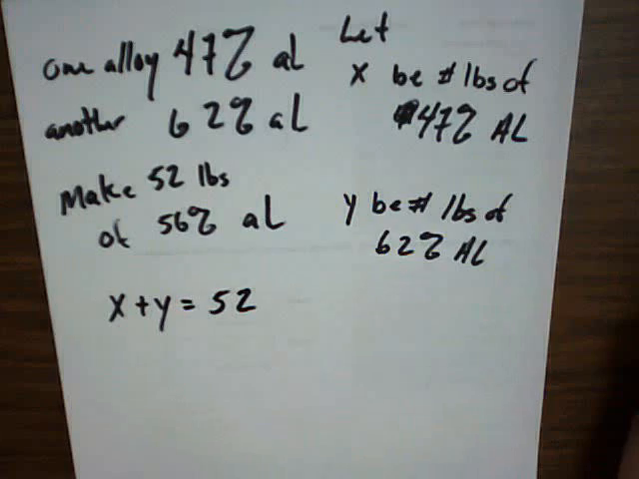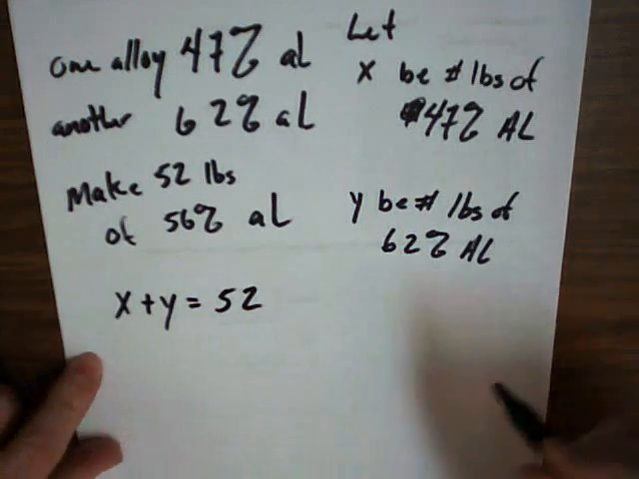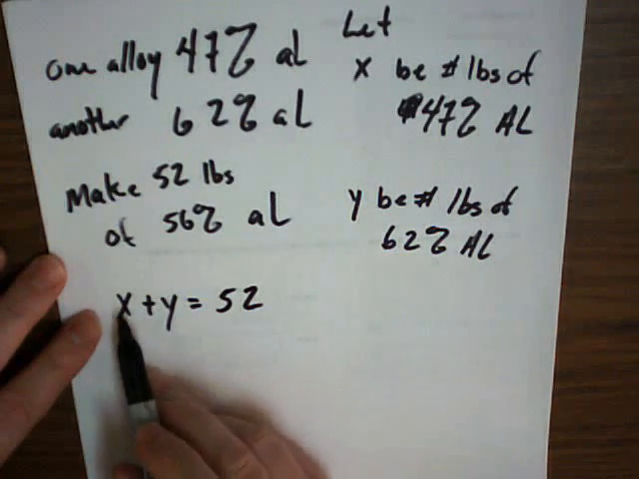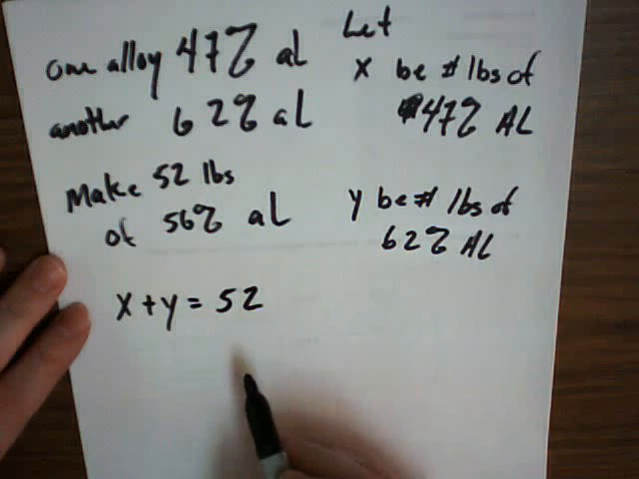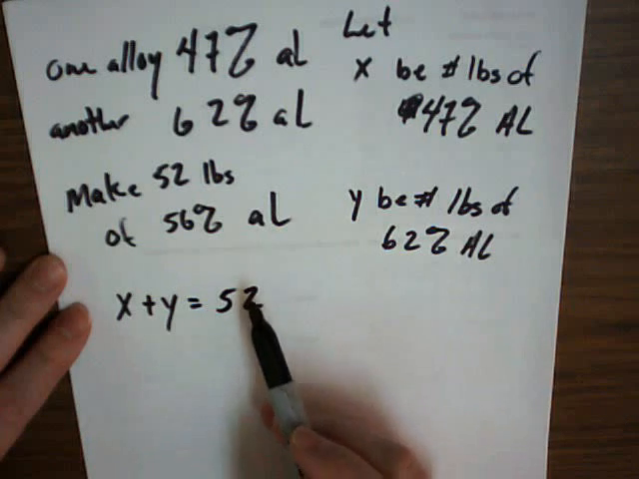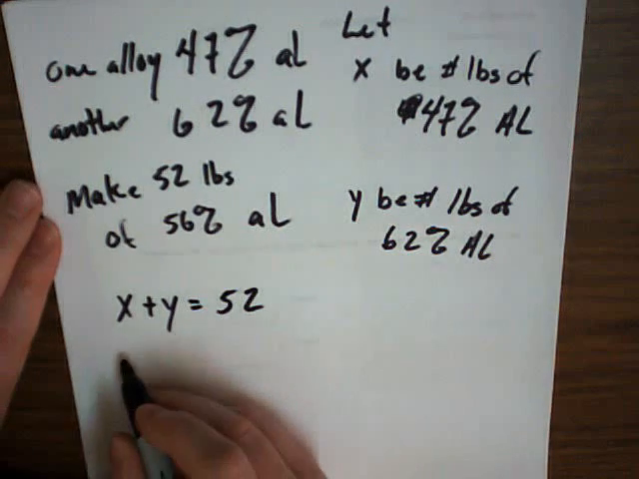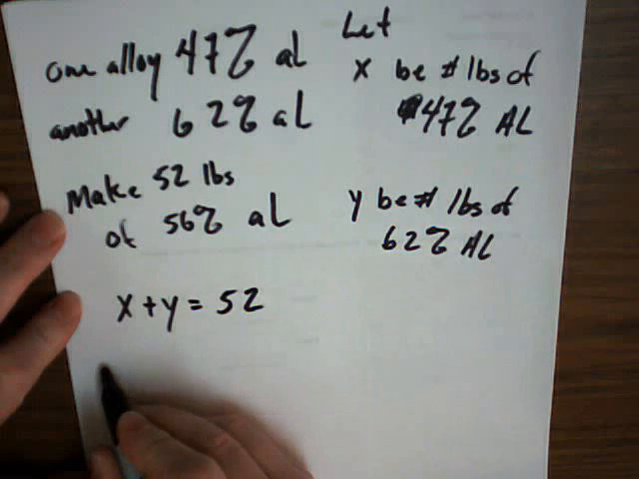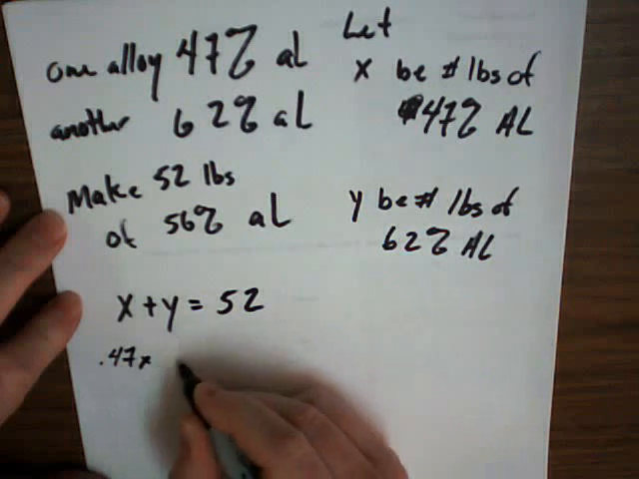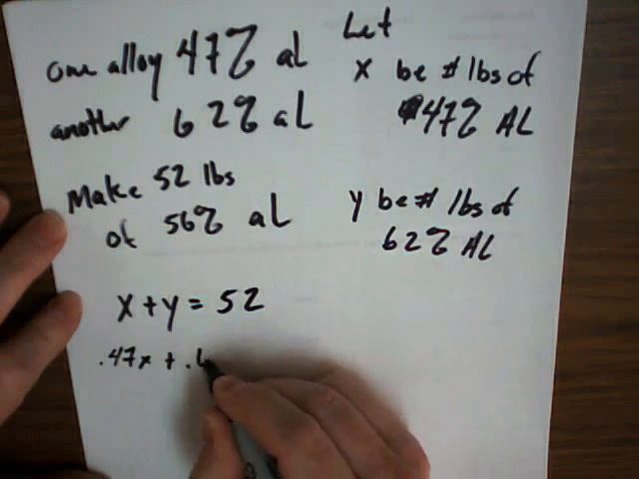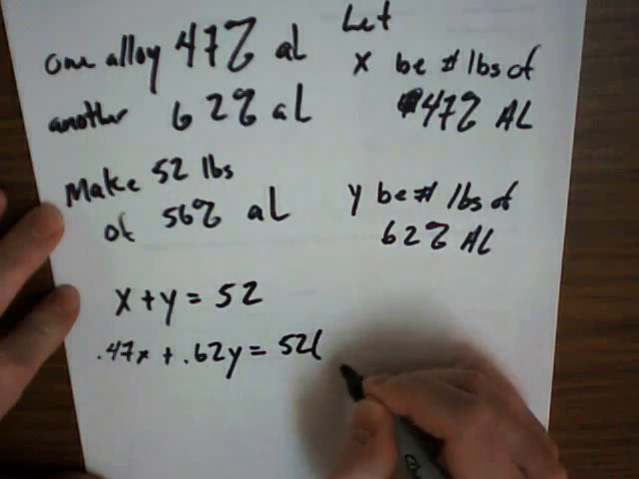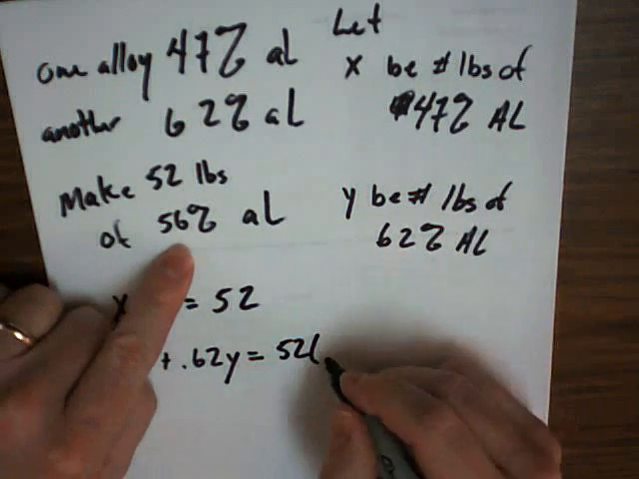Now you have to come up with your second equation, which deals with all the percentages. Basically, you take the same one you just had and slap the percentages on them. You put a 47 up here, a 62 here, and a 56 out here. You just multiply each thing by those percentages. That's what locks in the question. That's how you know you got the right answer. So 0.47x and 0.62y equals 52 times 56%, which is 0.56.